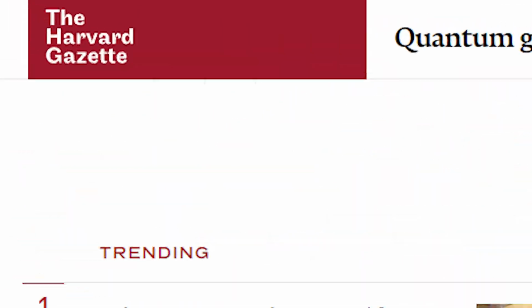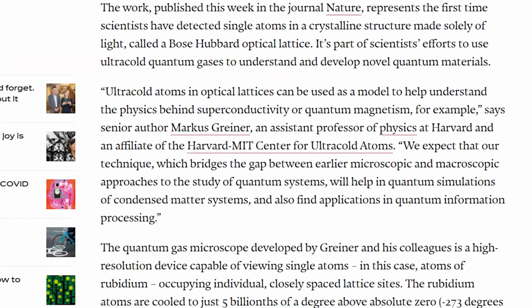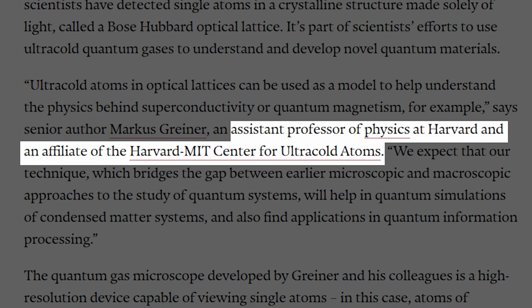Also, I thought this was kind of funny. An article in the Harvard Gazette refers to Marcus Greiner as an assistant professor of physics at Harvard and an affiliate of the Harvard-MIT Center for Ultra-Cold Atoms. I don't know why, but the word affiliate is so funny to me. I can picture him being interviewed and being like, whoa, wait. Don't give any credit to the Center for Ultra-Cold Atoms. They are an affiliate of mine. This was all me. Which I know didn't happen, but I feel like it'd be pretty funny if it did. That'd be funny, I think.